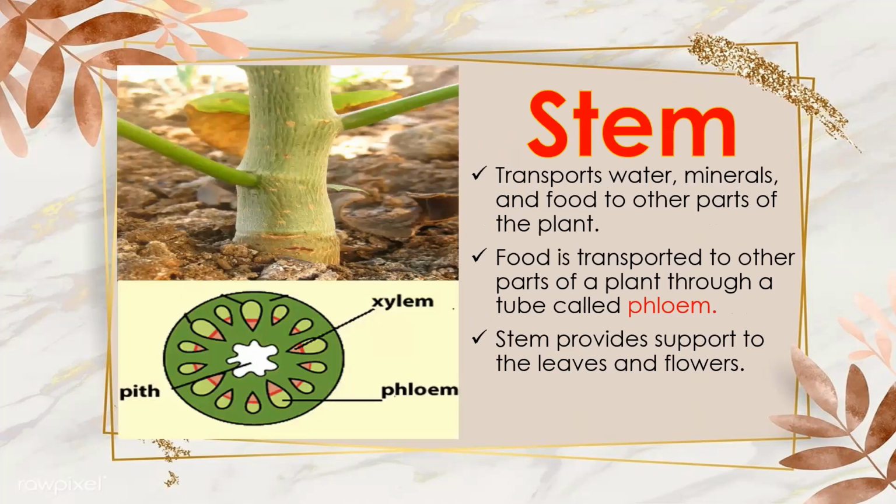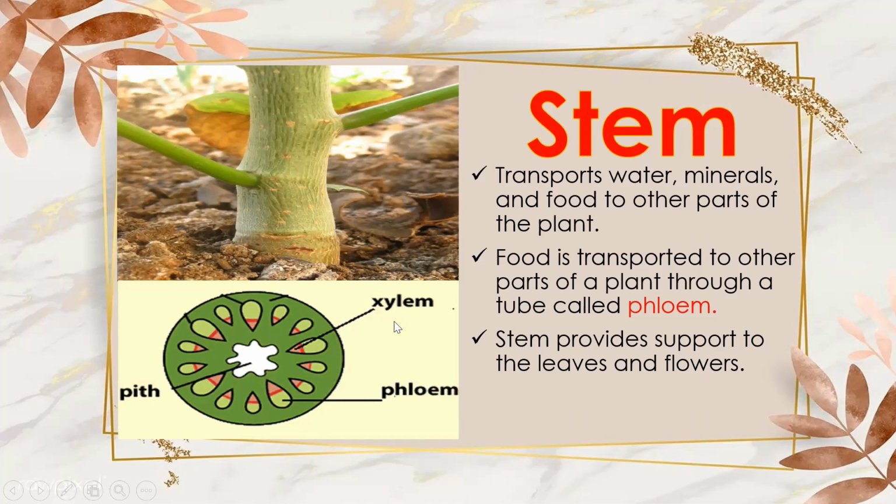Okay, so next we have stem. Again, stem. So what you can see on the screen is stem. So what is the function of stem? It transports water, minerals, and food to the other parts of the plant. Okay, so food is transported to other parts of a plant through a tube called phloem. Okay, so look at the picture. You can see phloem. You can also see xylem.